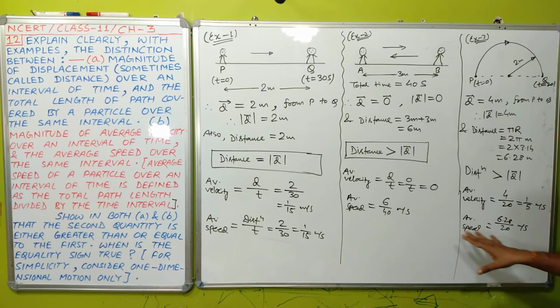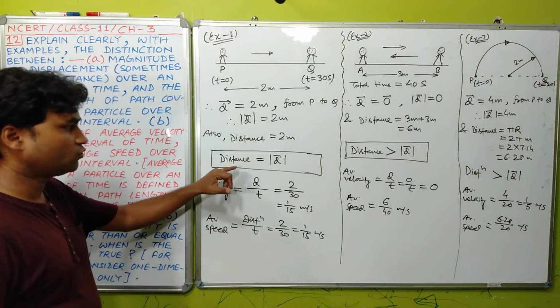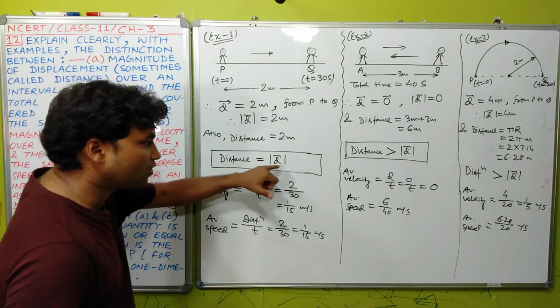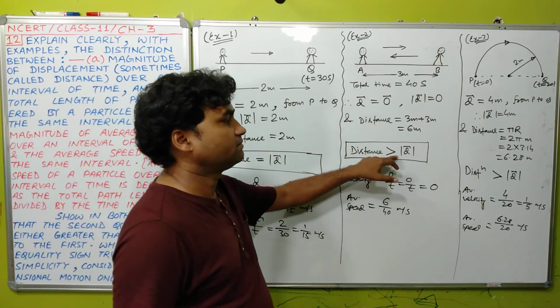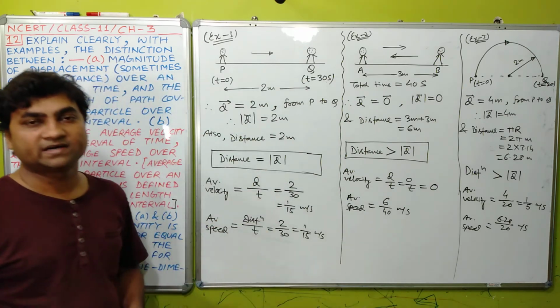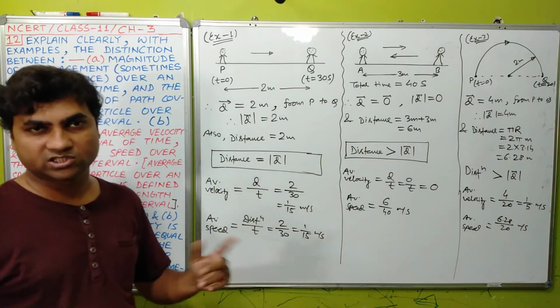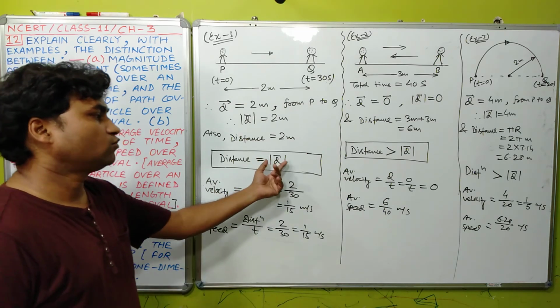So students, from all these examples it is very clear that the distance may be equal to the magnitude of displacement, or may be greater than the magnitude of displacement, but can never be less than the magnitude of displacement. Distance will always be either equal to or greater than the magnitude of displacement.